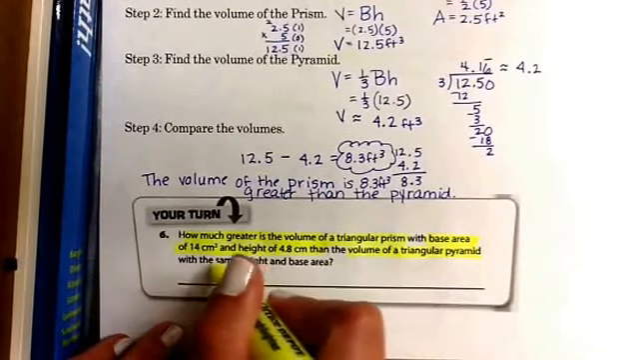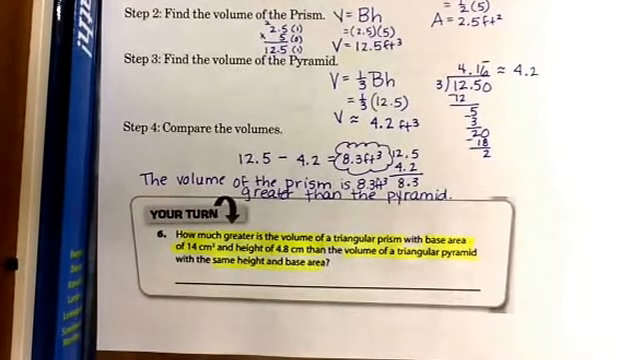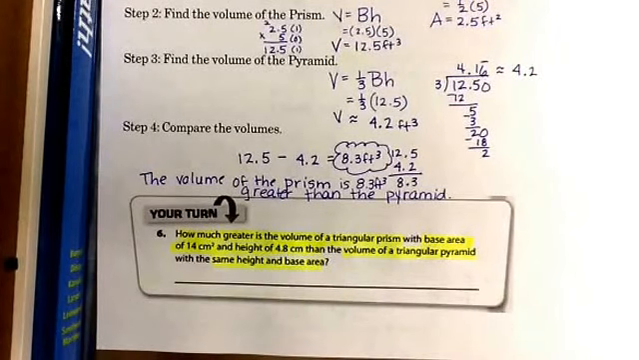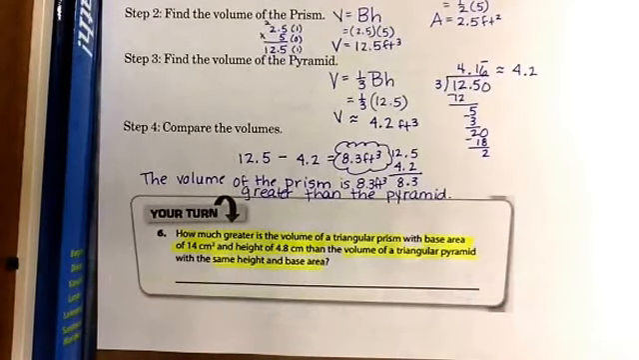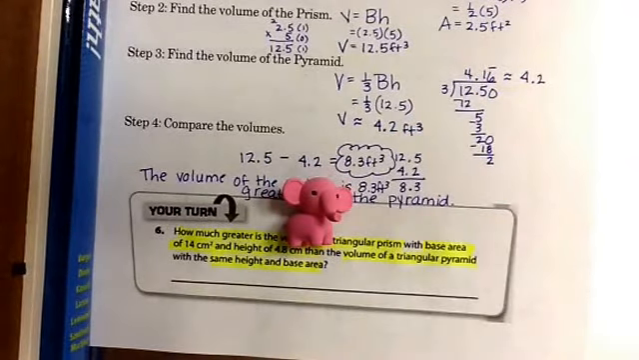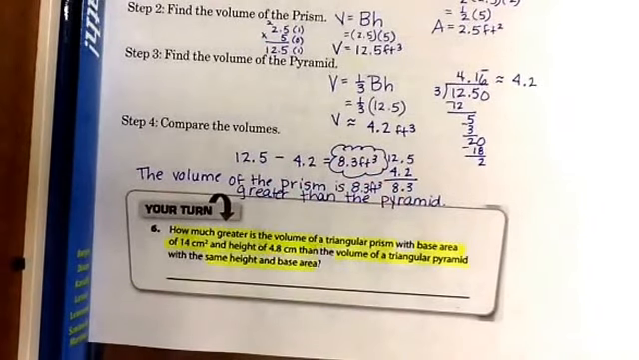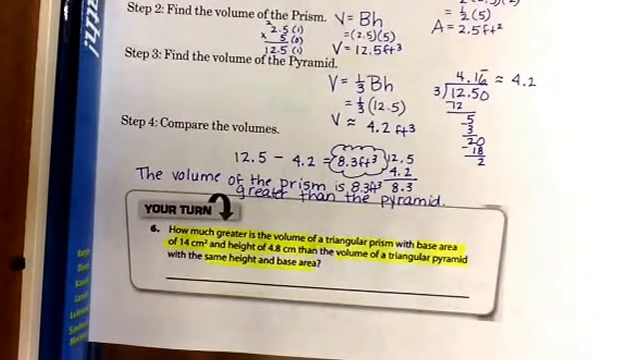Anyways, okay, so you are going to do the same thing we did. You're going to have to find the volume of both and then compare them with subtraction to tell me how much greater the prism's volume is than the pyramid's. So pause your video and show all your formula, all your plugins, and all your work. All right, let's see how you did on this.